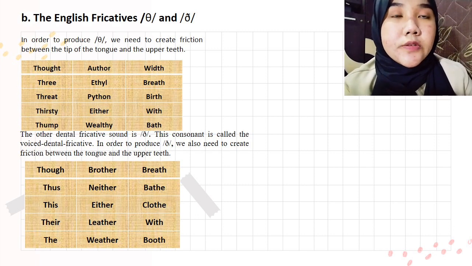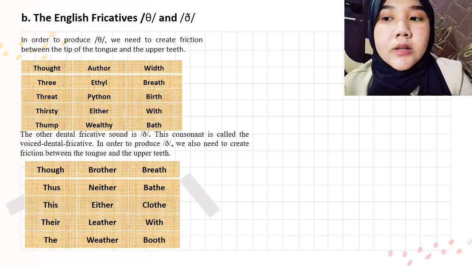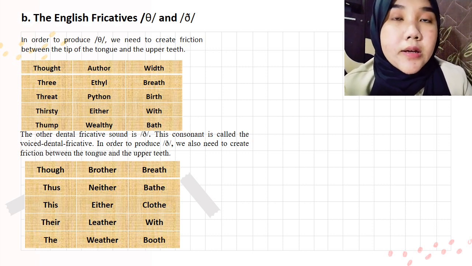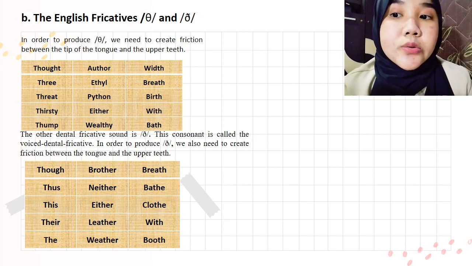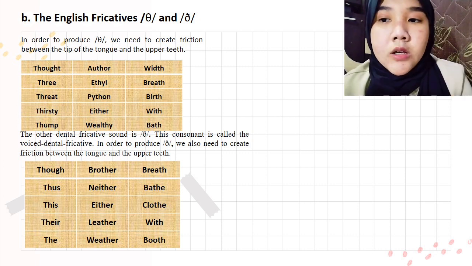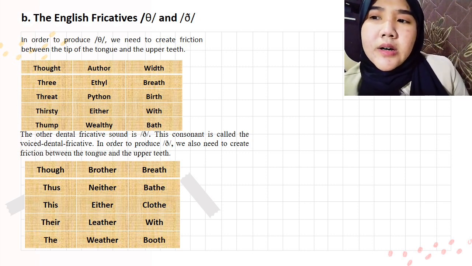The English fricative th, voiceless and voiced. So the first one: in order to produce it, we need to create friction between the tip of the tongue and the upper teeth. So for the examples, here are some words.